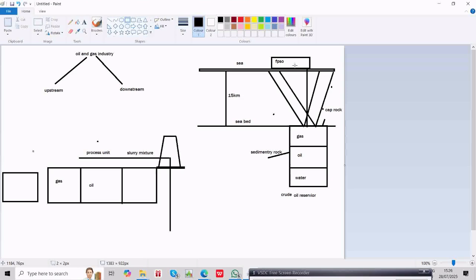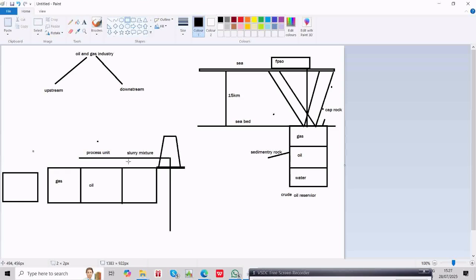Now the choice of platform: either you can go for a fixed platform, like we have in India, Mumbai High. It's a fixed platform, permanently fixed there. And if your oil reservoir is very small, then you will use the FPSO. Otherwise you will go for a fixed platform.